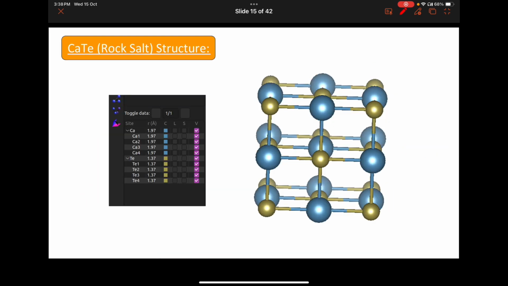So other than this, we were also given a few more structures for which we have to get their zip file generated and then plot them. First is calcium telluride, which has the rock salt structure. In it, the tellurium atoms are present at the FCC positions, as you can see, these golden ones are tellurium, present at the corners and the face centers. And our metal is present at the octahedral voids.